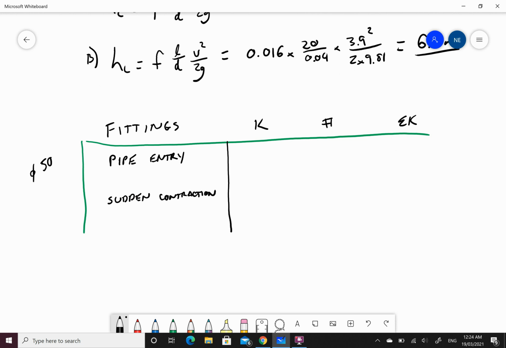K values for these, my pipe entry, go back through your appendix or your notes, and this one here is 0.5, and the contraction is 0.23. How many have I got? I've got 1 and I've got 1. Sum of K, 0.5, 0.23. So my total sum of K is equal to, just adding these up.